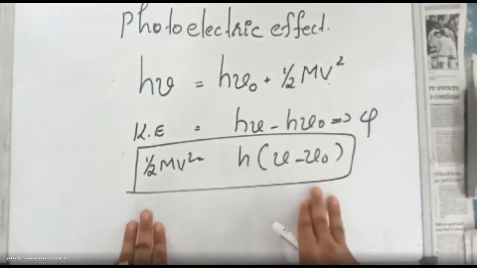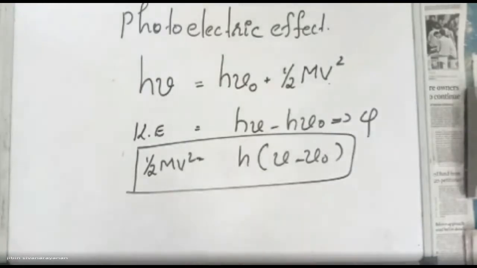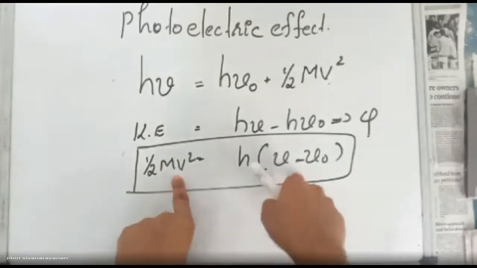And this equation is known as the photoelectric equation. This gives the relationship between the frequency of radiation and the velocity of the electron. Here v is the velocity, and here mu is the frequency.